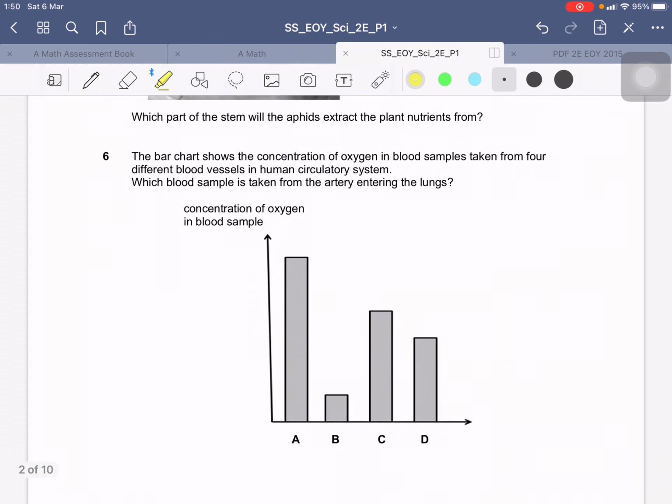Next, number 6. The bar chart shows the concentration of oxygen in the blood samples taken from 4 different blood vessels in the human circulatory system. So which blood sample is taken from the artery entering the lungs? If you're going to enter the lungs, that means your O2 level must be very low. The oxygen level must be very low. So the answer will be B.